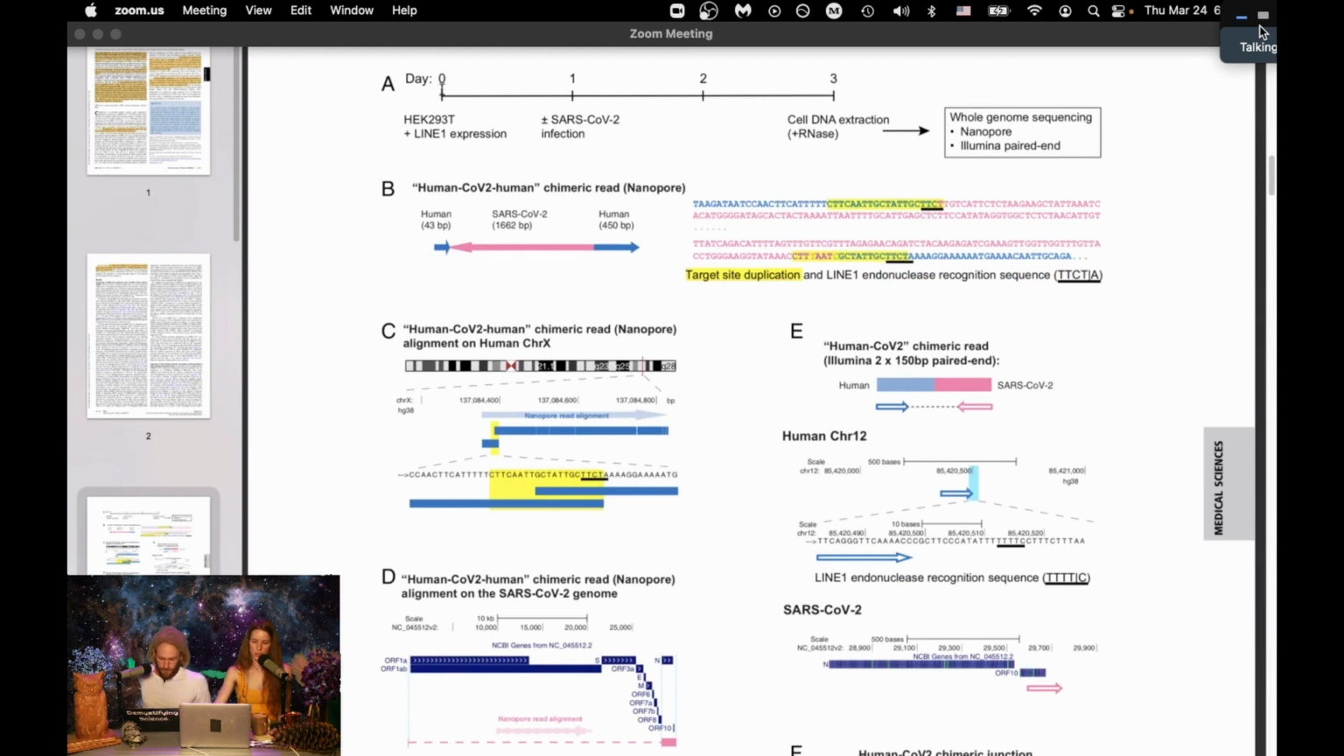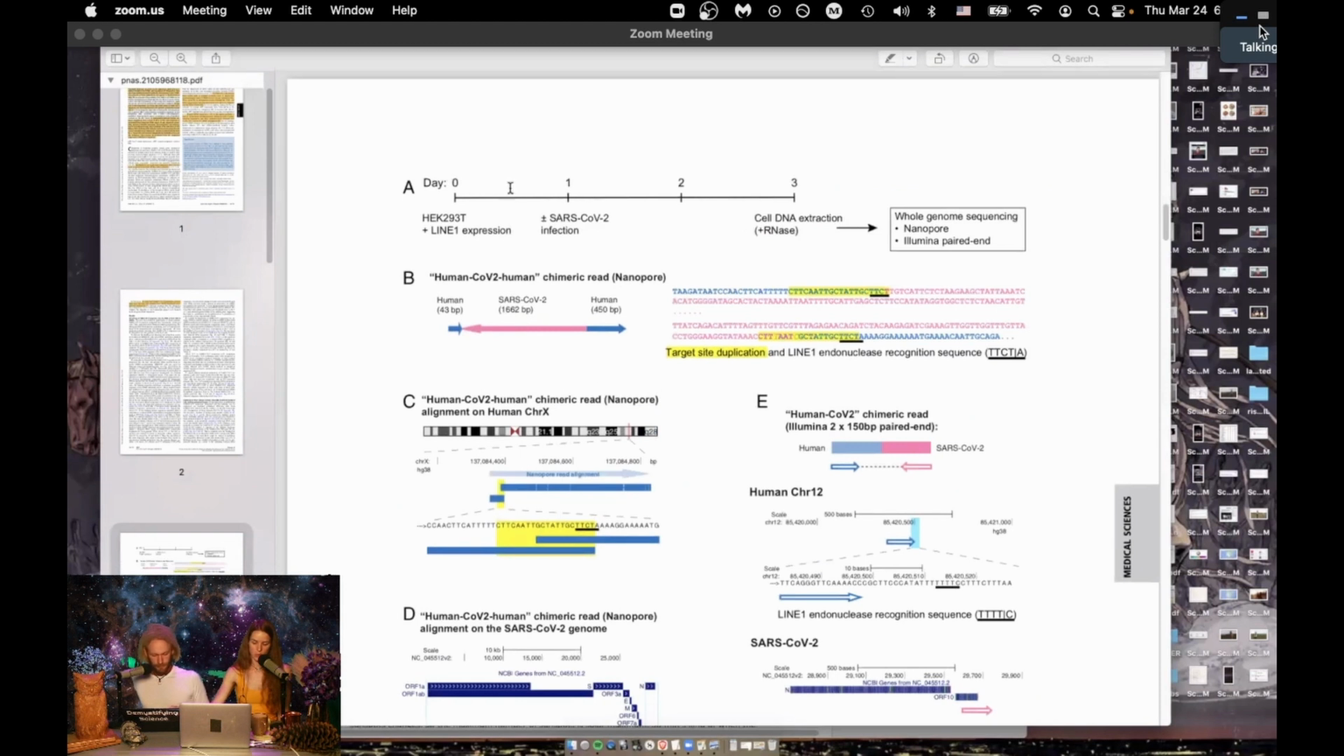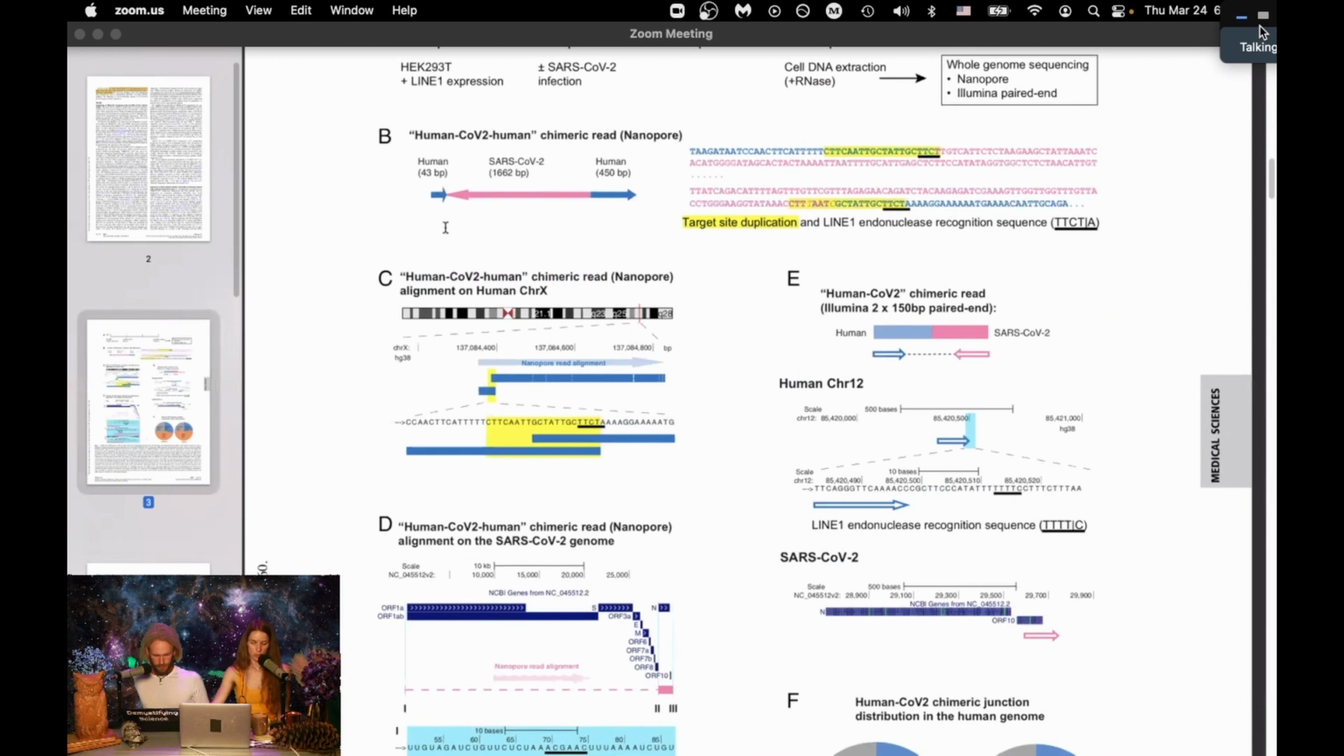And so basically what they did is, in their experimental setup, they took a cell line which had this LINE-1 expression. They infected it with SARS-CoV-2. They waited for 2 days and they extracted the RNA, cut it up and sequenced it. And what they found is all of these human-COVID chimeric reads, basically reads that had human DNA on either side and a SARS-CoV-2 piece of DNA in between them.